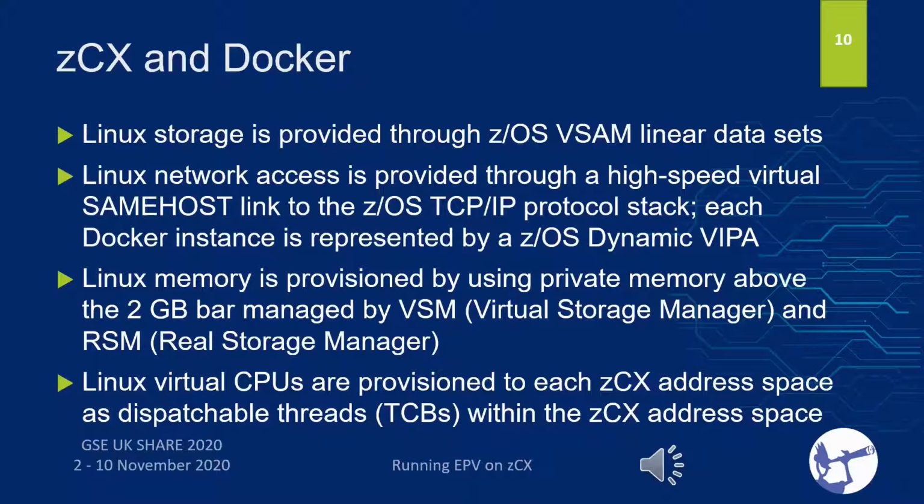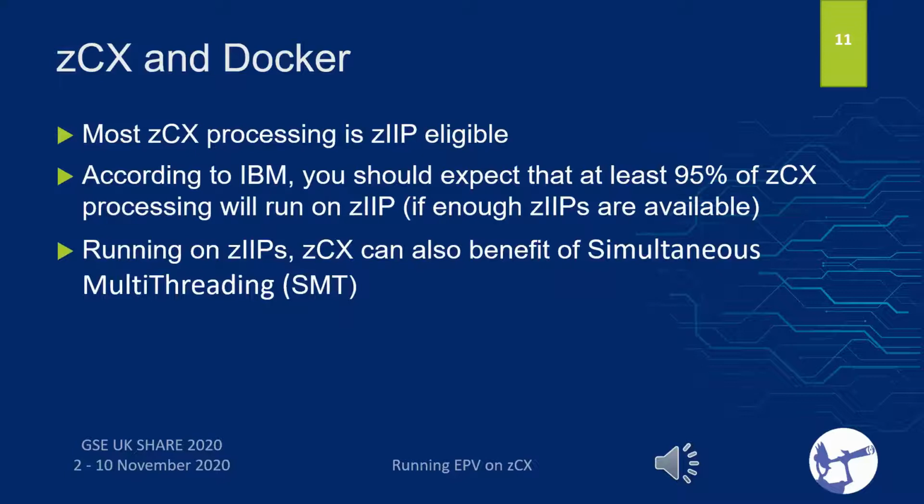Processors: virtual CPUs are provisioned as TCBs within the zCX address space. According to IBM, at least 95% of zCX work should run on zIIP processors. Of course, this is possible only if enough zIIPs are available. Because of the possibility to run on zIIP, zCX can also take advantage of simultaneous multithreading, or SMT.